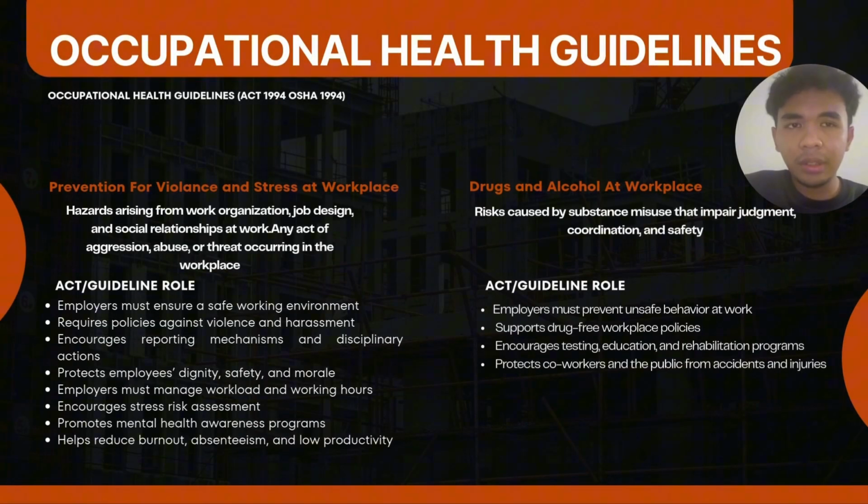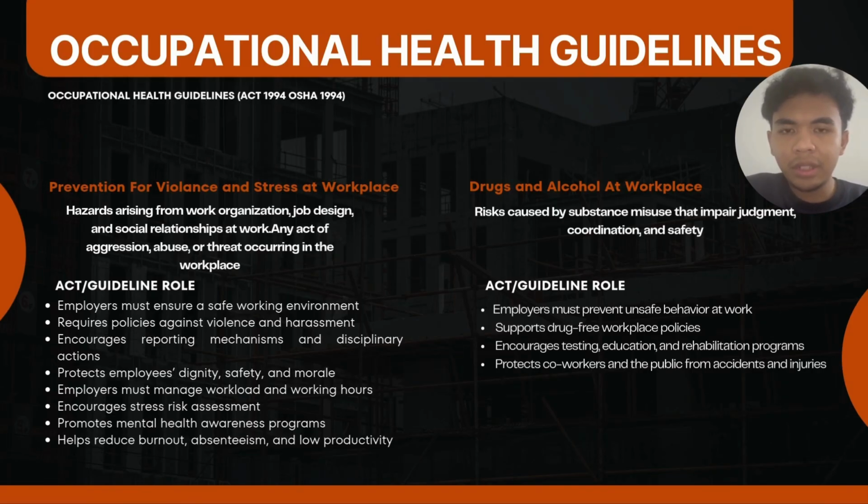For the next part, I will explain the Occupational Health Guideline for the prevention of violence and stress at the workplace. We can define this as hazard arising from work organization, job design, and social relationships at work, and any act of aggression, abuse, or threat occurring in the workplace. For the act and guideline, the employer must ensure a safe working environment, require policies against violence and harassment, encourage reporting mechanisms and disciplinary action, and protect employee dignity, safety and morals. So we can conclude that we need to ensure the mental health of the workers is safe.